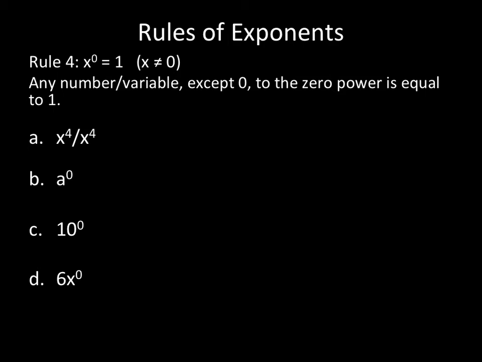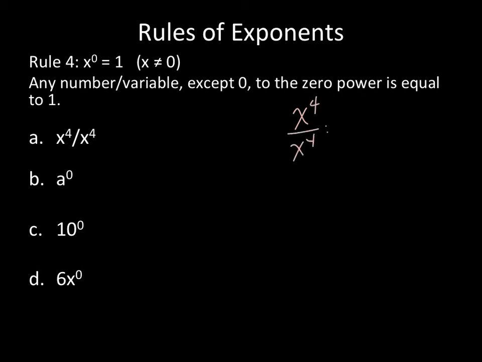Moving on to our last and easiest rule of exponents. Any number or variable and non-zero raised to the 0 power is equal to 1. So anything raised to 0 is equal to 1. I'll show you the quick explanation of it with this x raised to 4 over x raised to 4. So I'll write it over here.